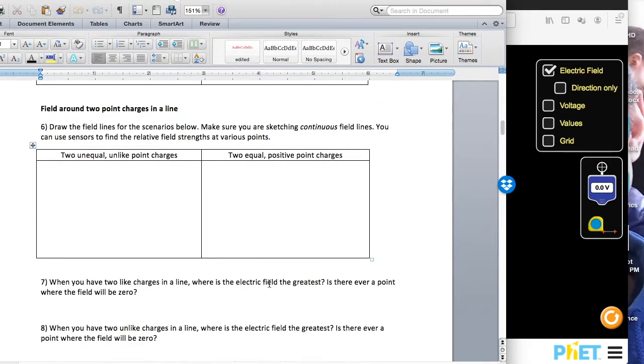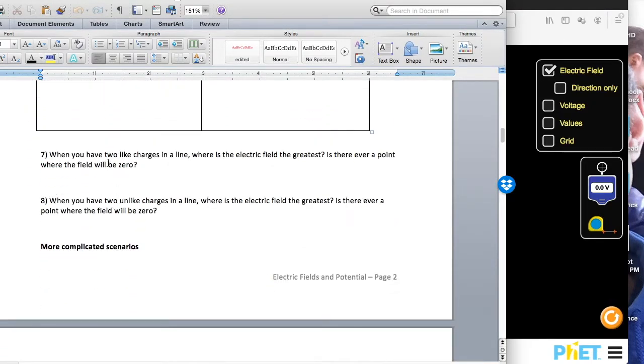Alright, so far so good. When you have 2 like charges in a line, like we just had, where is the electric field the greatest? Is there ever a point where the field can be 0? We literally just talked about that.